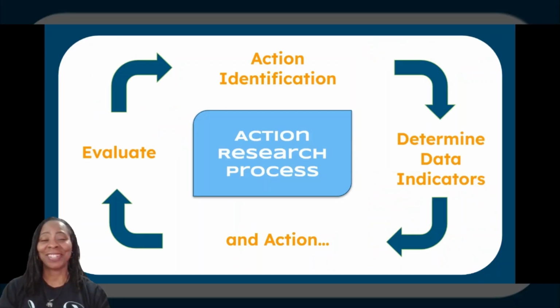So here we are. We started this process that identified action areas based on observations, our needs, and our priorities. We determined data indicators to measure progress and impact. We implemented actions in our classrooms or even some of our programs. We collected relevant data through observation, through feedback, and performance metrics. Today, you evaluated your results to reflect on outcomes and effectiveness.